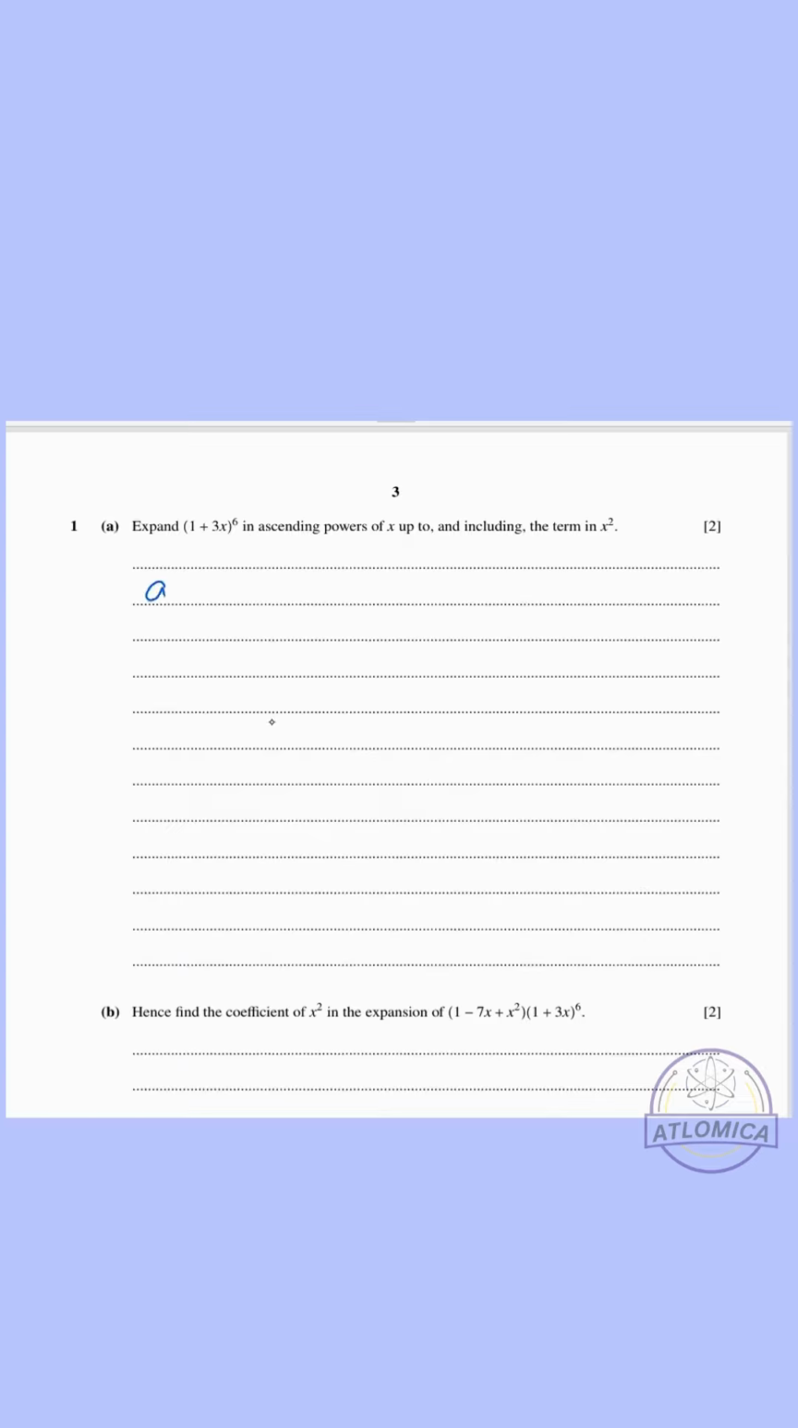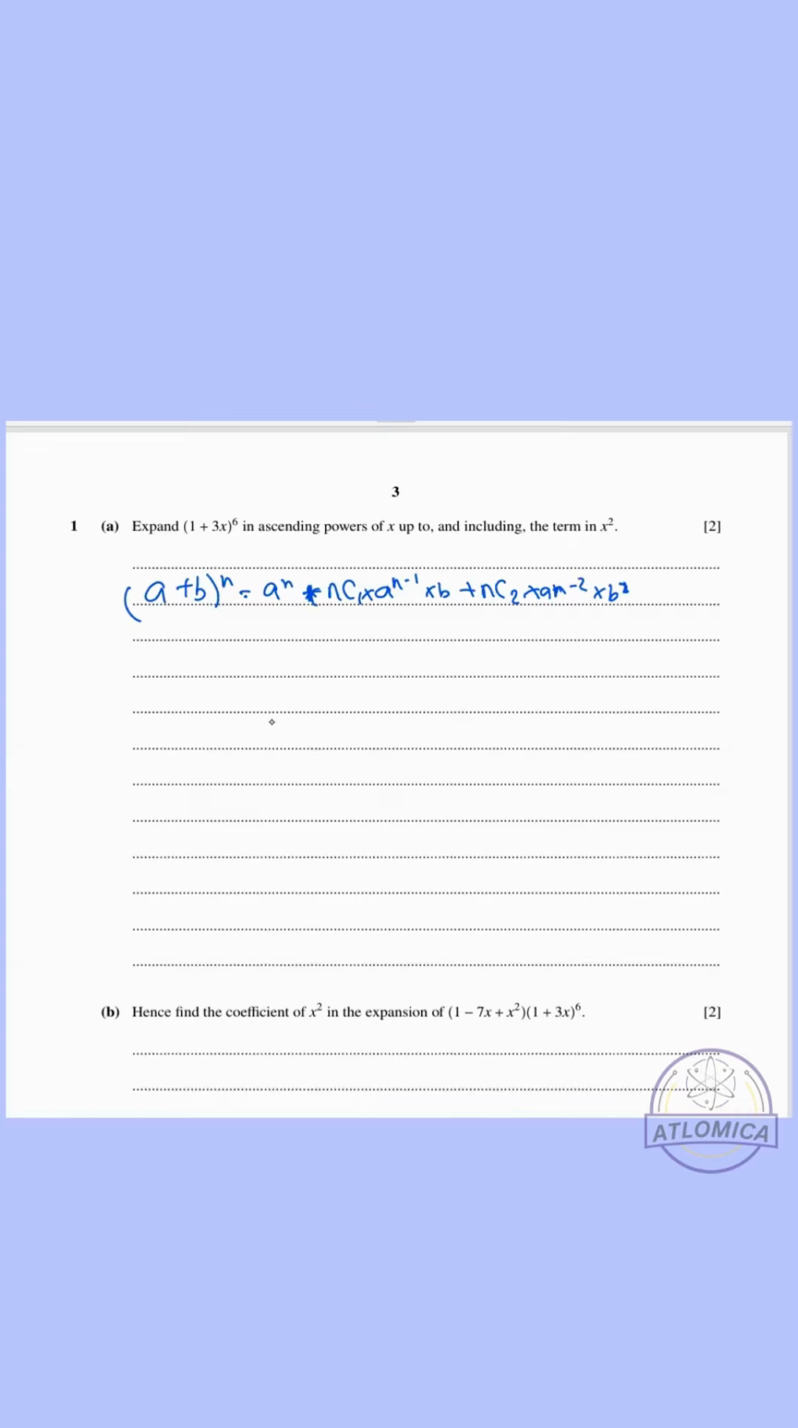So how do we expand a binomial expansion? (a + b)^n is in this form, right? (a + b)^n would be a^n plus nC1 multiplied by a^(n-1) times b, then plus nC2 multiplied by a^(n-2) and b squared.